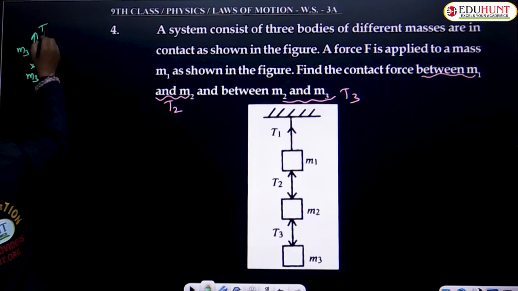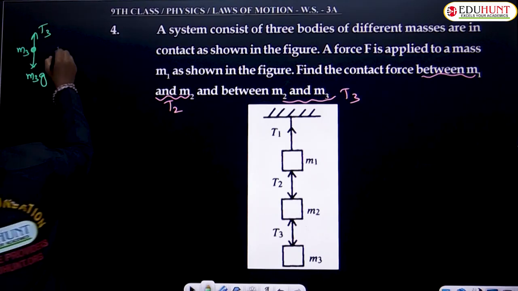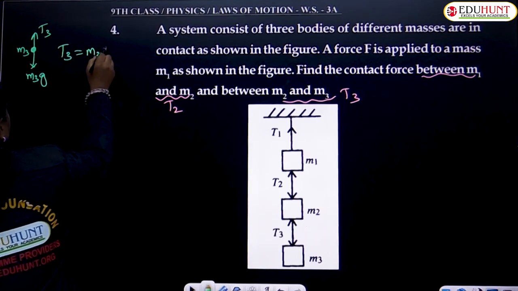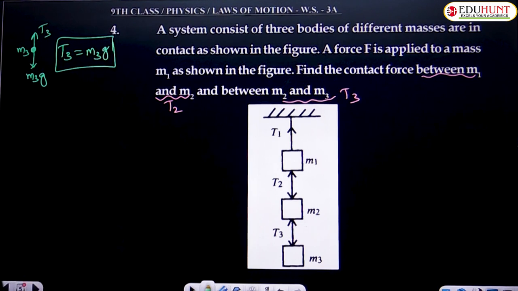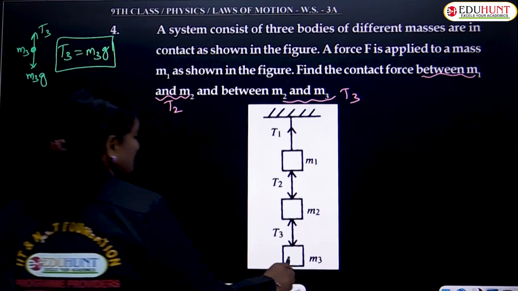So what is the tension, children? T3 is the tension upwards. So observing this, we can say that the upward force must be balanced by the downward force. The system is not accelerating. So clearly from the figure we can write that T3 is equal to M3G. So what is the contact force between M2 and M3? Its value is T3 which is equal to how much, children? M3G. That's it. So this part is over.